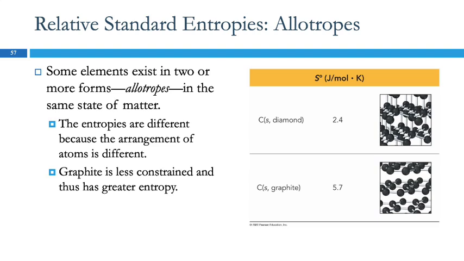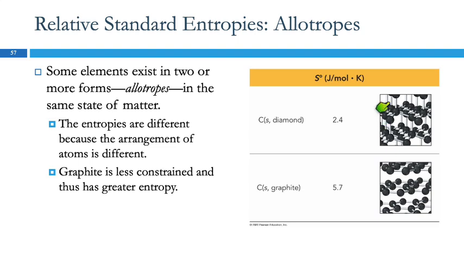Allotropes. Allotrope just means different forms of the same element. So carbon has more than two, but two allotropes of carbon are diamond and graphite. Both of these are network covalent solids. The atoms are covalently bonded to each other. But in graphite, there are two-dimensional sheets of carbon atoms bonded together, and those sheets are held together by intermolecular forces, whereas in a diamond, the carbon atoms are covalently bonded in a three-dimensional structure.